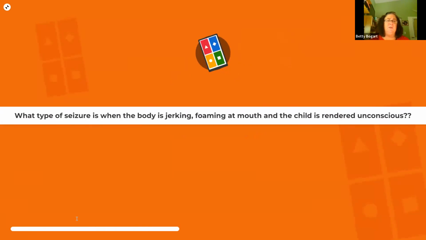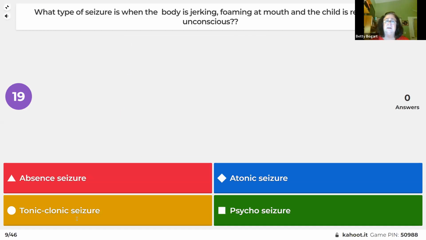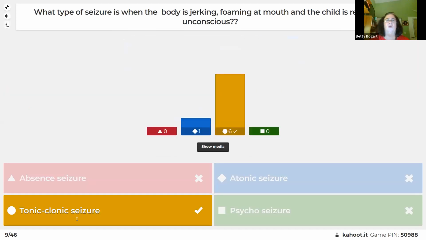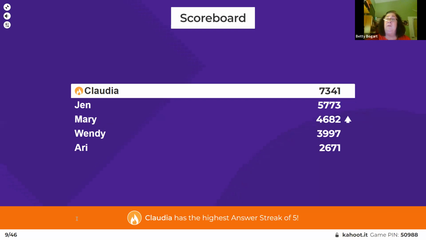What type of seizure is when the body is jerking, foaming at the mouth, and the child is rendered unconscious? This is the one that we think of when we have seizures. It's not those blank look things that we can have. It's more of that tonic-clonic, used to be the grand mal, they called it, but it's the whole body. Again, nursing responsibility. We want to protect airway, turn them to the side, protect them with having the side rails there. Lower the bed so that we can keep them to the side and have suction ready, just in case they vomit, because many times they will.